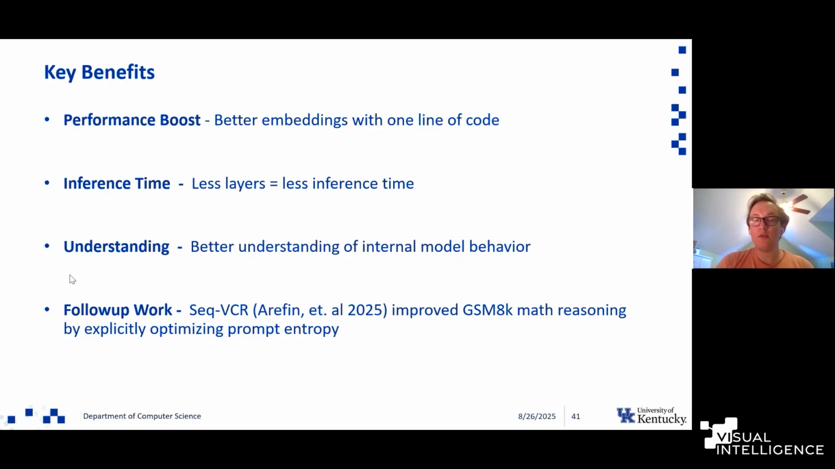And there's already been follow-up work, which is not just observing these metrics in pre-trained models, but actually training models with these metrics. You can optimize prompt entropy explicitly, and this was done in a follow-up work called seq-VCR, which improved math reasoning on the GSM-8K task. So these prompt entropy metrics are not just for observing, you can train with them, and it helps quite a bit in preserving the information in intermediate layers.